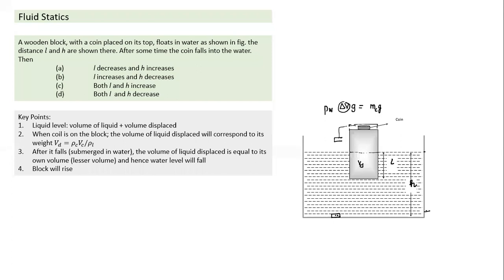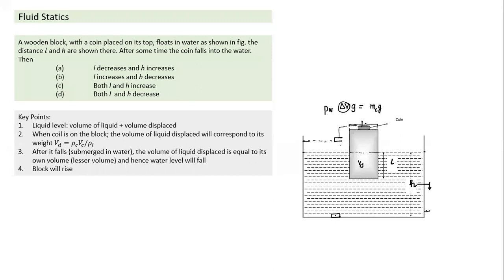If the volume displaced becomes smaller, what will happen? The level of water in the tank will go down, and the block will rise. These are the points you need to keep in mind. This is what you need to understand for this kind of question. When it is floating, the volume displaced is larger and thus the water level is also higher.